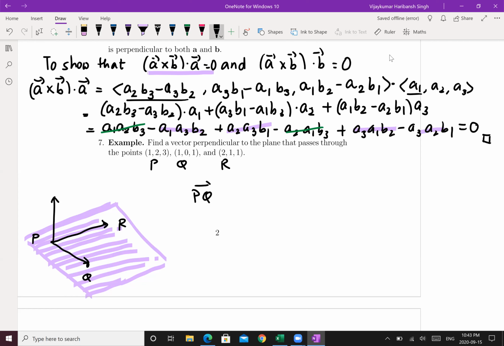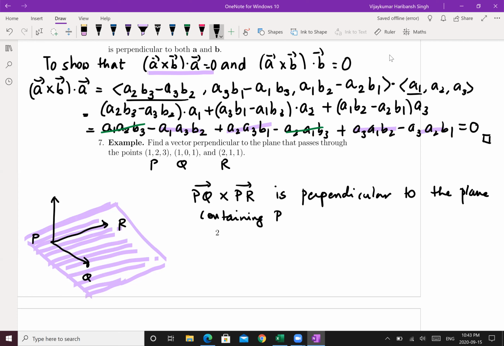PQ cross PR is perpendicular to the plane containing PQR, right? So now we have to compute PQ and PR.